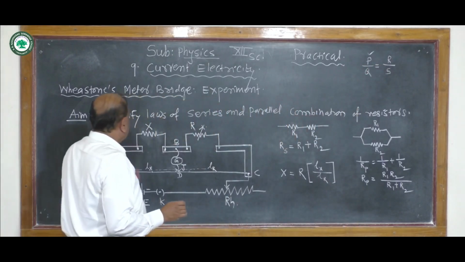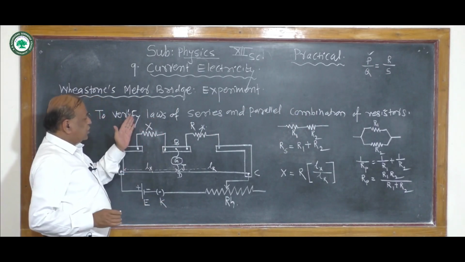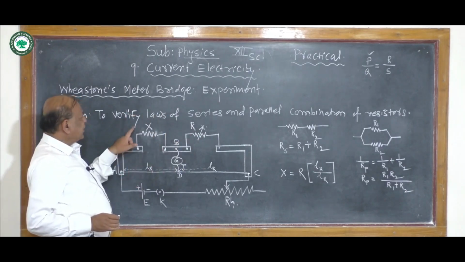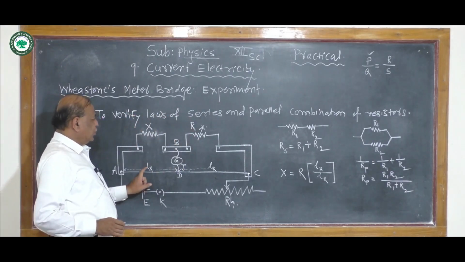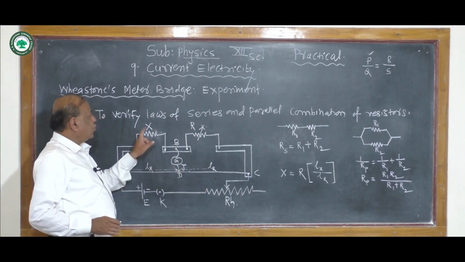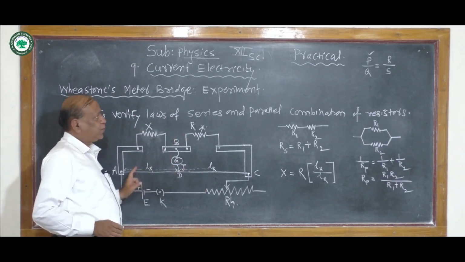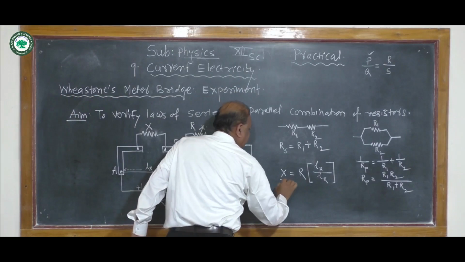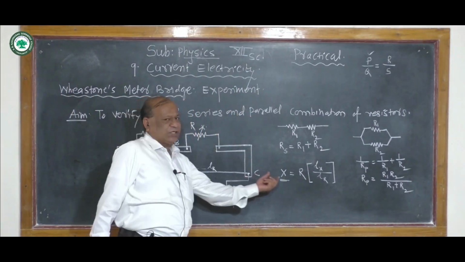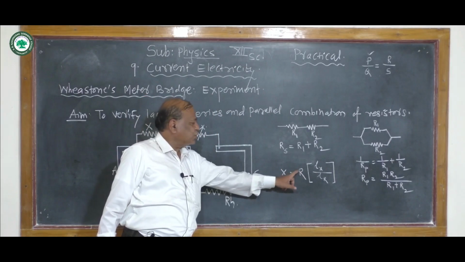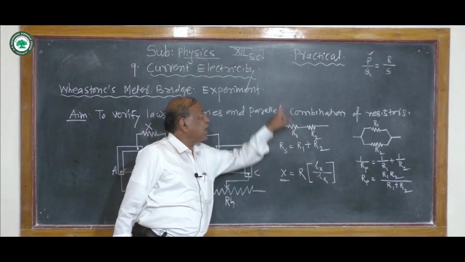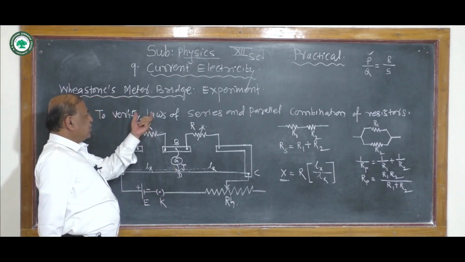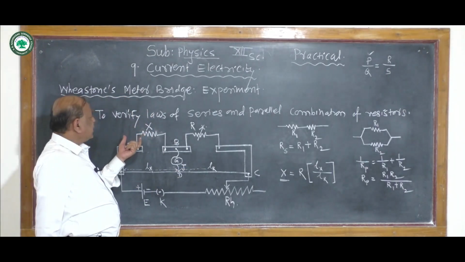And here, how is this bridge formed? What are those 4 resistors? That is 1, 2, 3, 4. And using that condition, we get the equation for this X, the unknown resistance. X is equal to R into Lx upon Lr from this balancing condition. Now here is the unknown resistance.